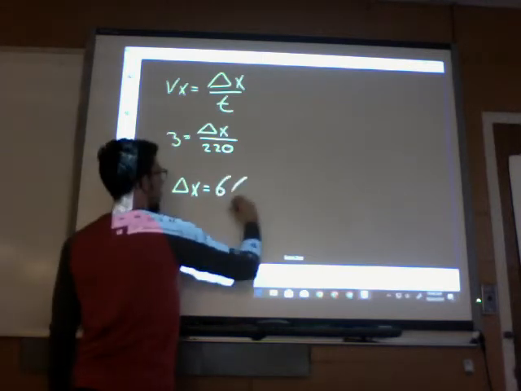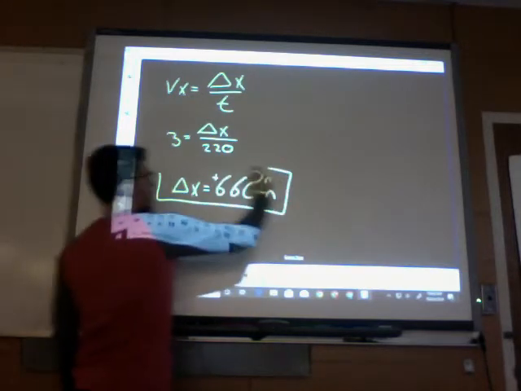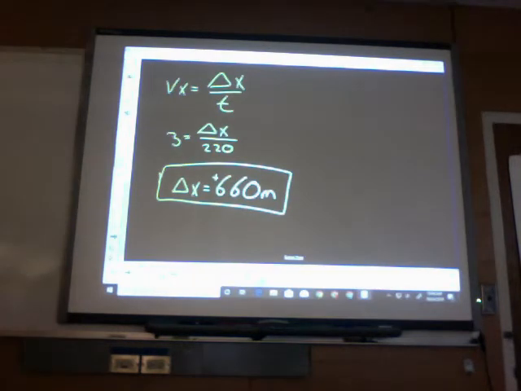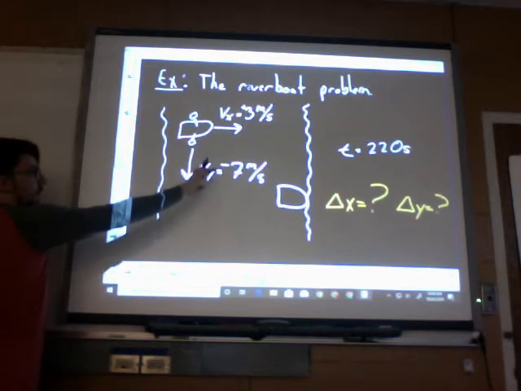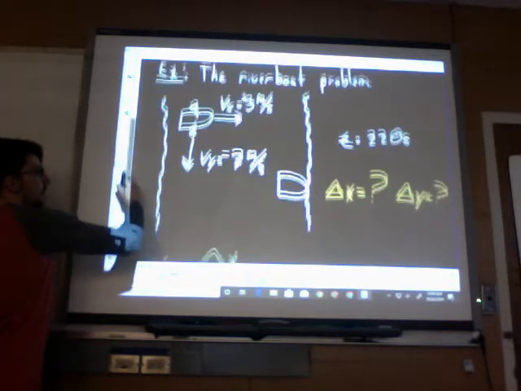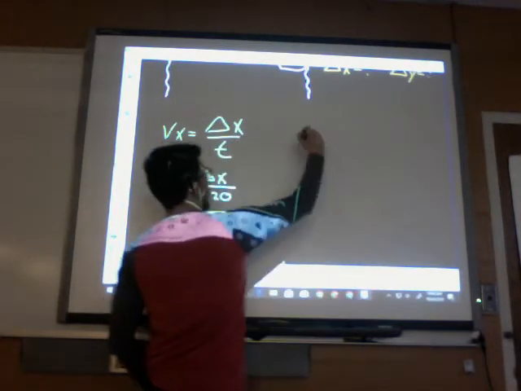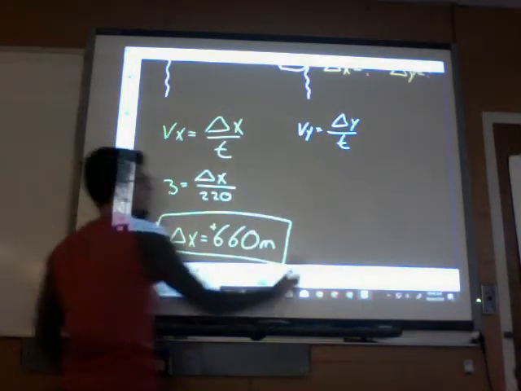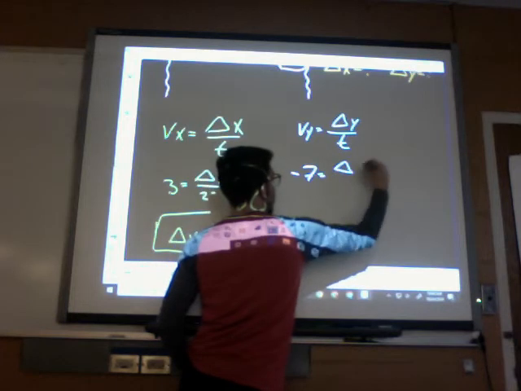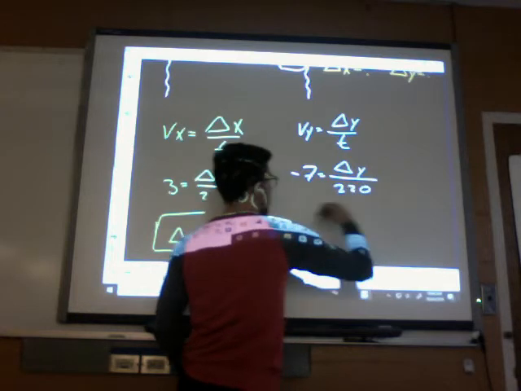Think anyone get 660? And that'll be positive 660 because we're going to the right. So to get Vy, it's going to be the same thing except -7, yeah. So to get Vy, it's the same idea. So this is probably the simplest it can get. So Vy equals delta y over t. -7 equals delta y over, I forget, was it 22? Oh, 220.